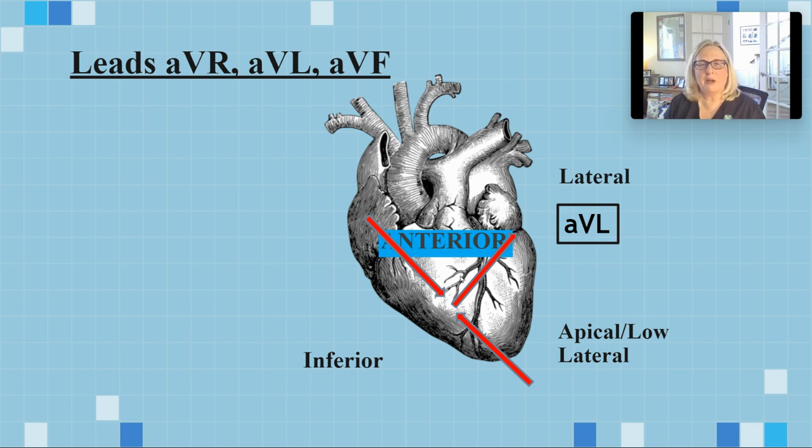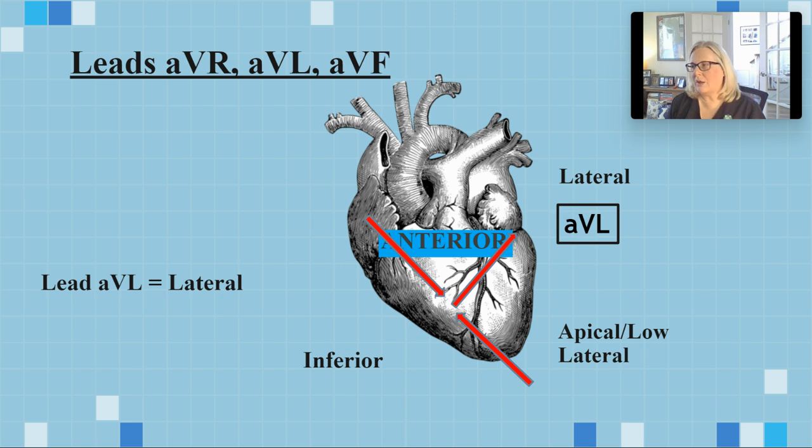In this one, since it's AVL, L stands for left arm, then the only other 2 leads we have to deal with are our right arm and our left leg. They're going to send a signal to the center and meet in the middle, and then send it over to the left arm. Okay, so this is AVL. And since it's landing on the left arm, remember, it's pointing to lateral. So this is also a lateral one.